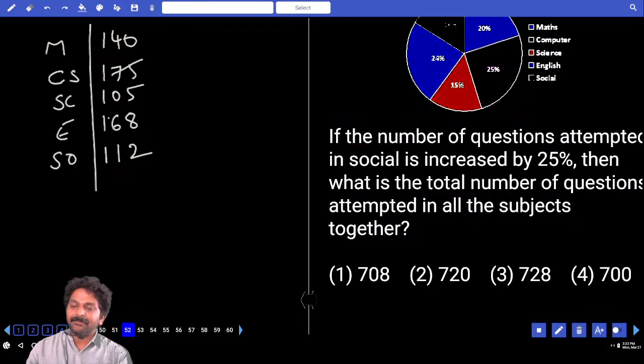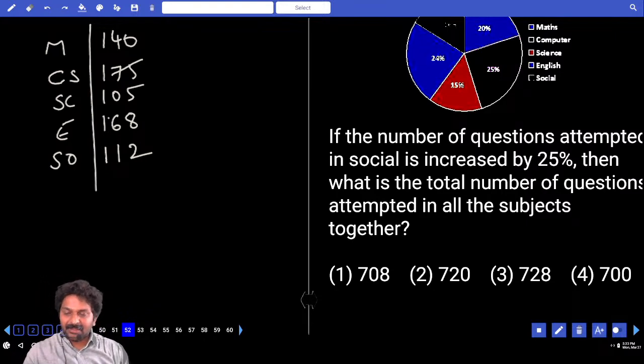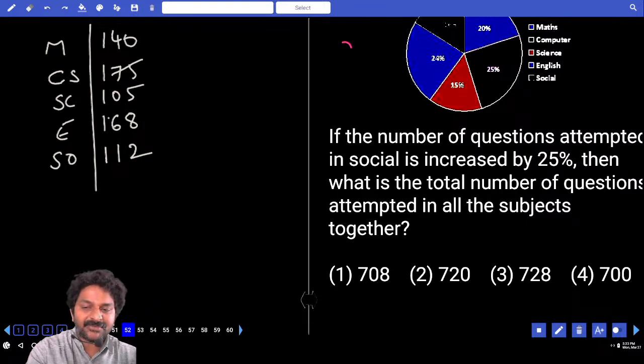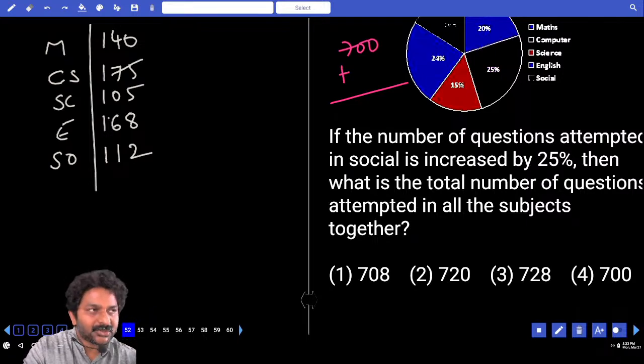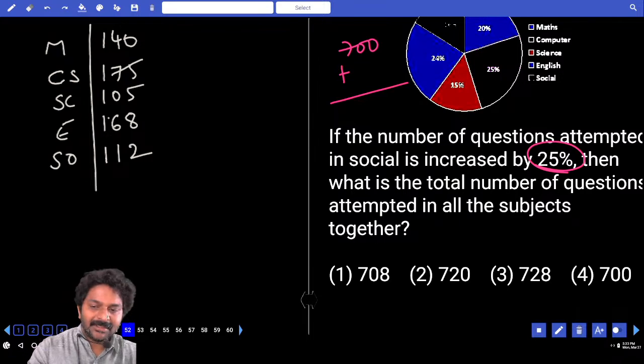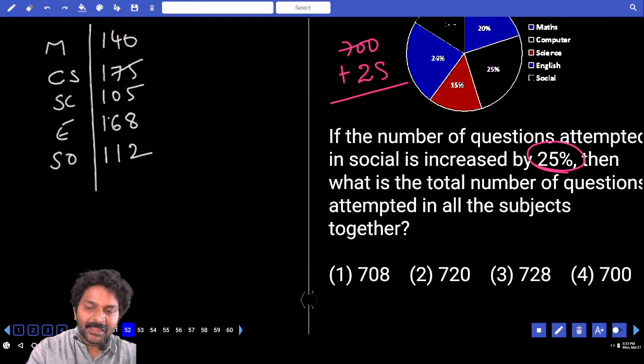If the number of questions attempted in social is increased by 25%, then what is the total number of questions attempted in all the subjects together? Okay, all subjects together, how much we have? 700. To that, whatever is increasing, if you add that, you'll get your answer. Which subject is increasing? Social. Social, how much we have? 112, and that got increased by 25%. That means 1/4 only. Come on. 2 times and then 8 times. 728, final answer. Yes.